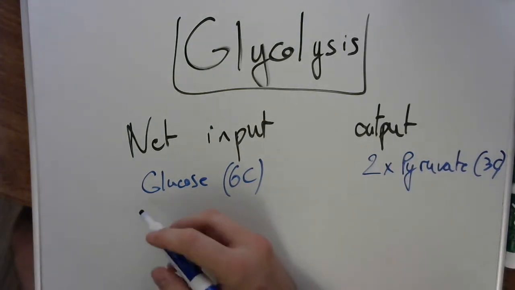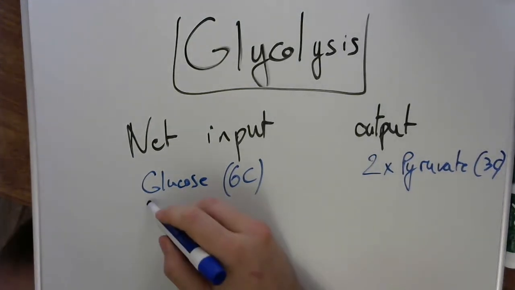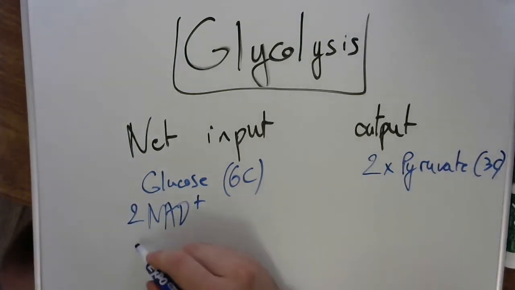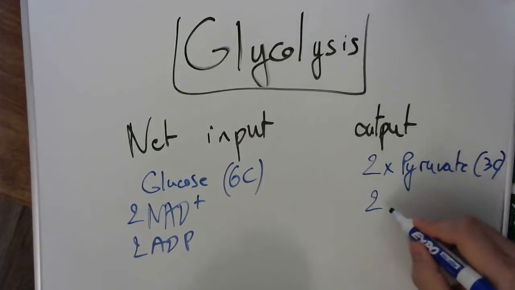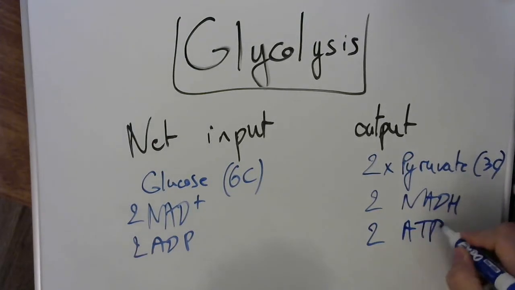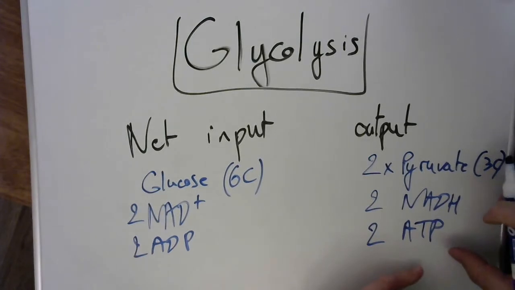The input here also, importantly, has the molecules that are going to be oxidized in the process. So you start with the NAD plus, 2 of them, and the 2 ADP. That's just how things are. That's your input. And the output is the 2 NADH and the 2 ATP. Those are net, right? So it's net input and output. We know that we're going to input 2 ATP and get 4 out. That's why we get 2 out at the end, right?